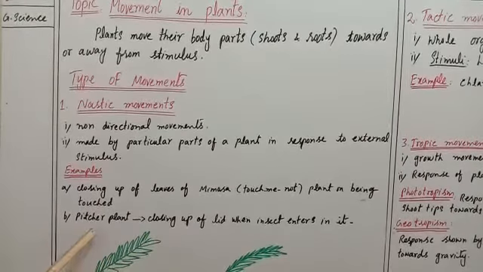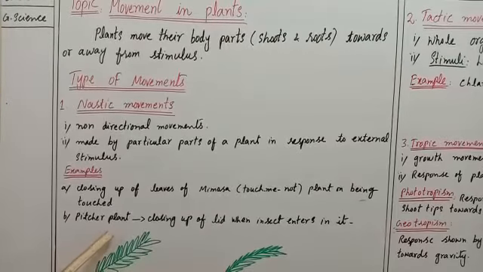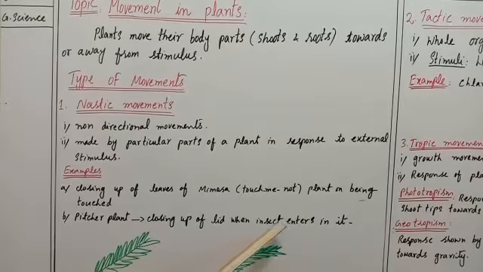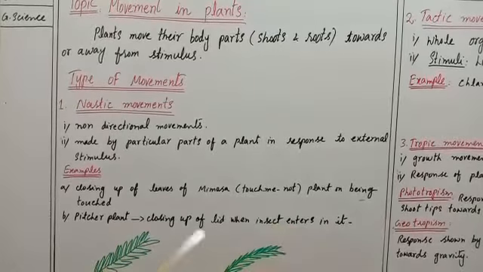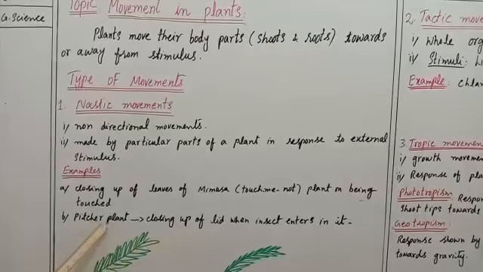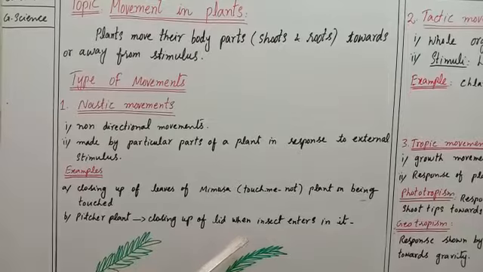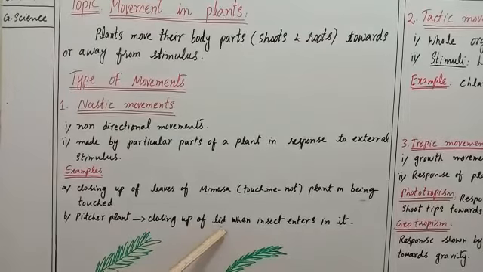The second example is the pitcher plant. In the pitcher plant, the lid closes up when an insect enters it. The pitcher plant is a plant that eats insects. When an insect approaches, the lid closes down and it slips down into its cavity, and the lid closes up and it digests this insect.